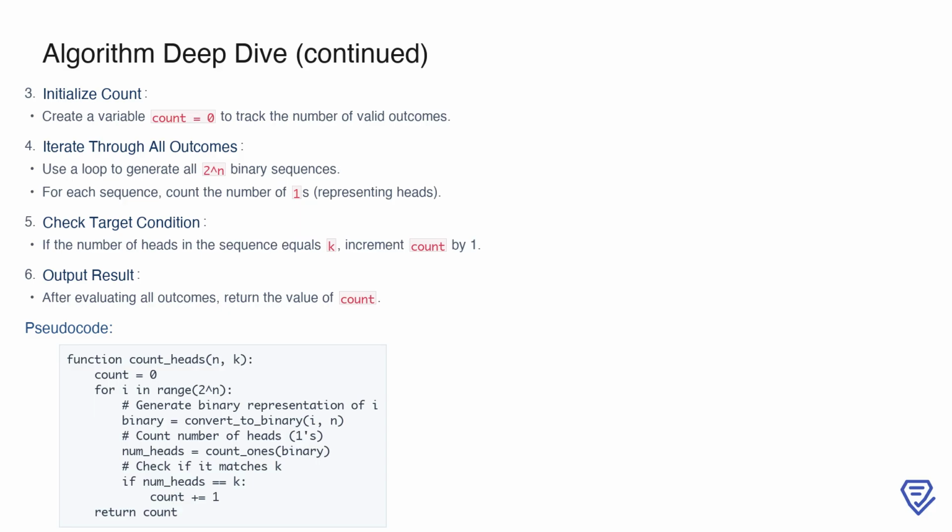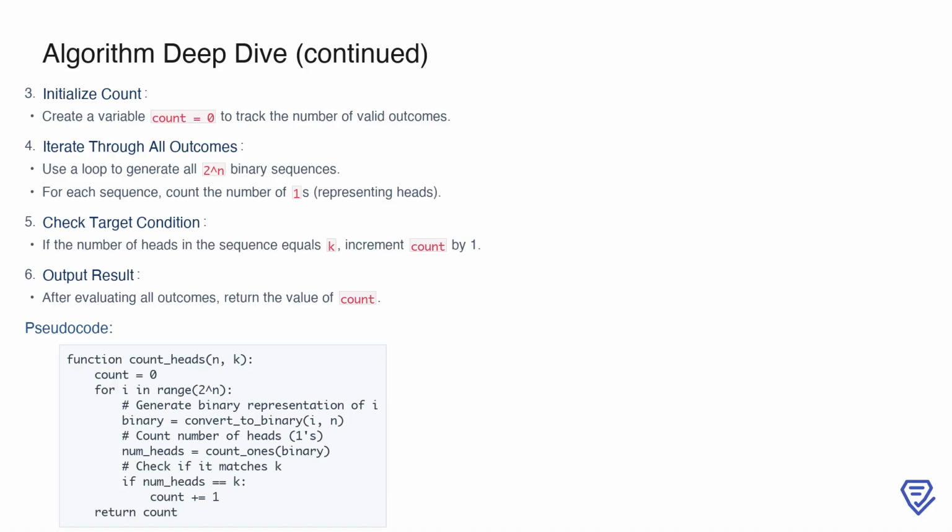Once we have the outcomes, the next step is to count how many of them meet our target condition. To do this, we initialize a variable, count, and set it to 0. This variable will track the number of valid outcomes, those where the number of heads equals k. We then iterate through all 2^n binary sequences. For each sequence, we count the number of 1s, which represents the number of heads. If this count matches the target k, we increment our count variable by 1. After evaluating all outcomes, the value of count will give us the total number of valid outcomes, which we return as the result. For clarity, the pseudocode shows the steps in detail.